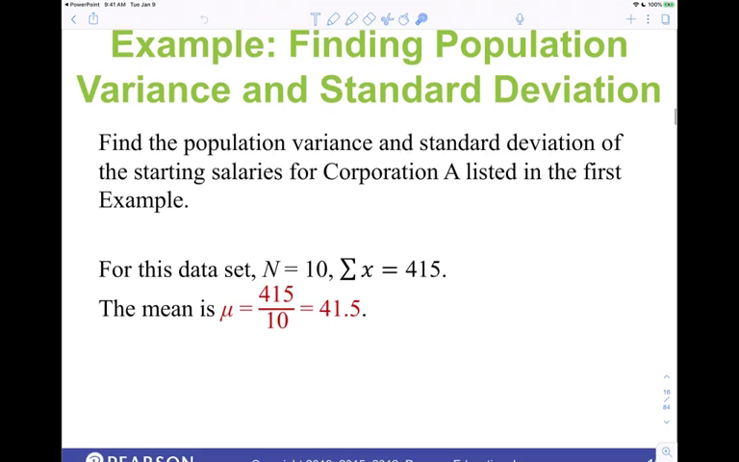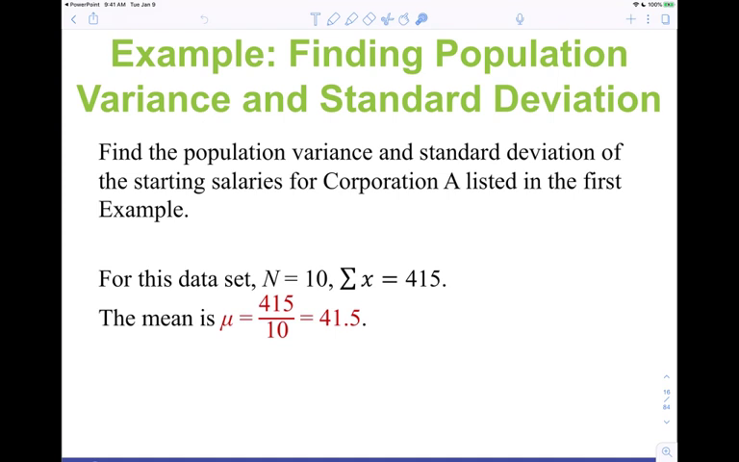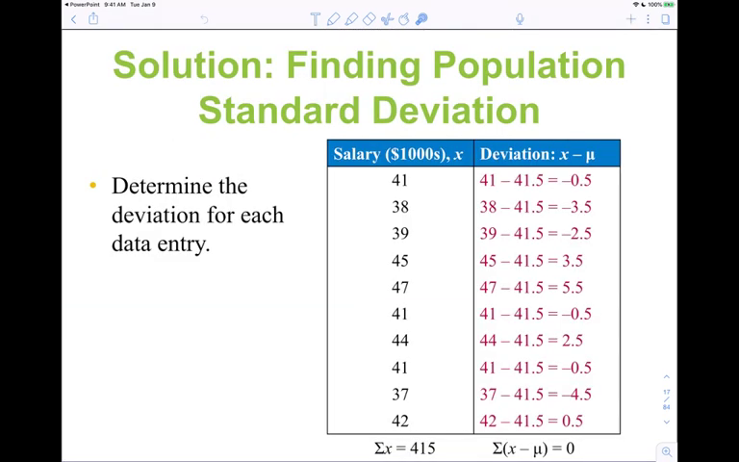So for the data, we had 10 entries and the sum of all the x's came up to 415. So that means the population average is going to be 415 divided by 10, which is 41.5, right? So first we found our average of the population. Next, we wanted the deviation for each entry. So we took each entry minus the average, and we get this list on the right-hand side.